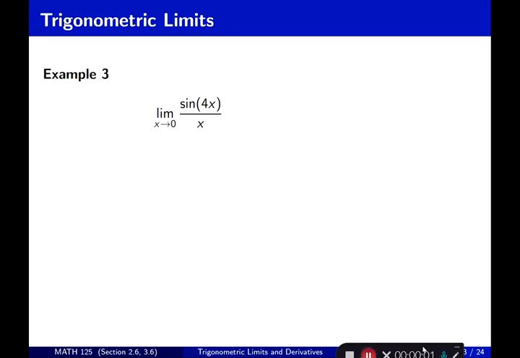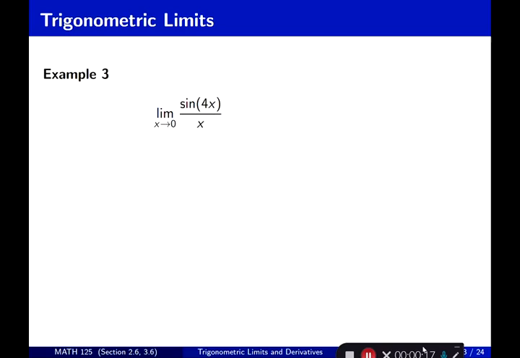We're continuing with sections 2.6 and 3.6, and this is trigonometric limits. We're doing example 3, limit as x approaches 0 of sine of 4x over x.